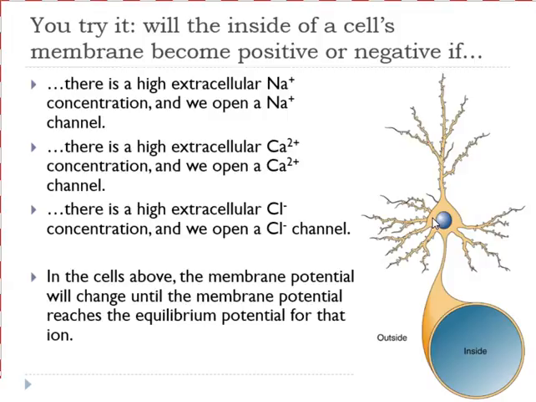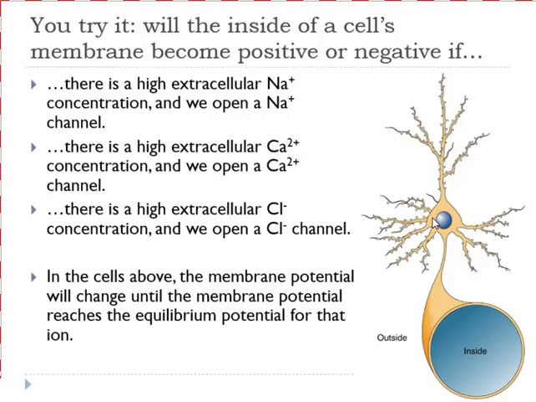So all you really need to know to predict how the membrane potential is going to change is, first, which direction is the ion moving? And at least initially, it'll move based on its concentration gradient. You also need to know the charge of the ion, right? So if it's positively charged, going one way will cause it to become negative. Going another way, it'll cause it to become positive.